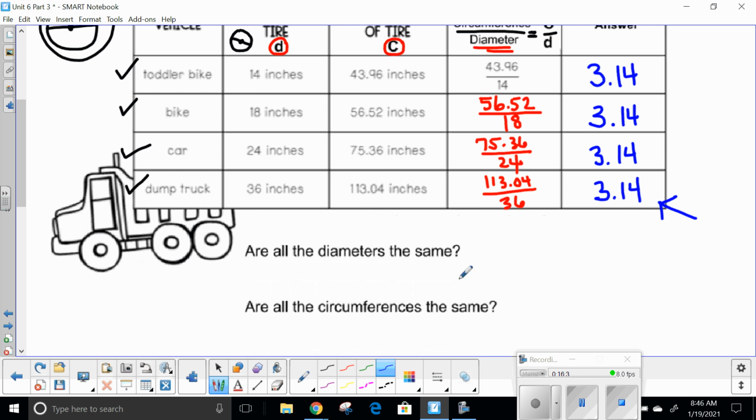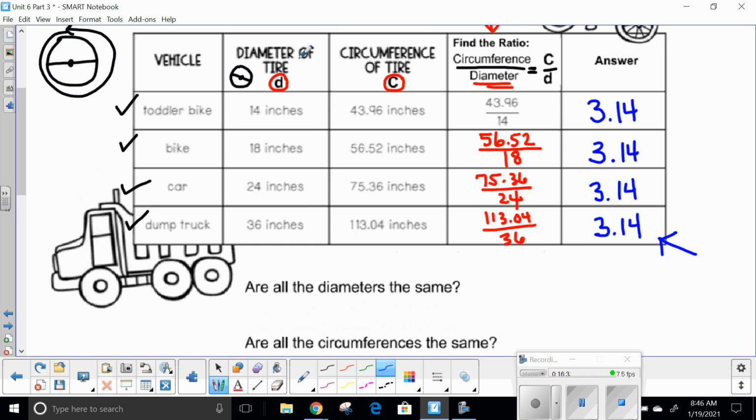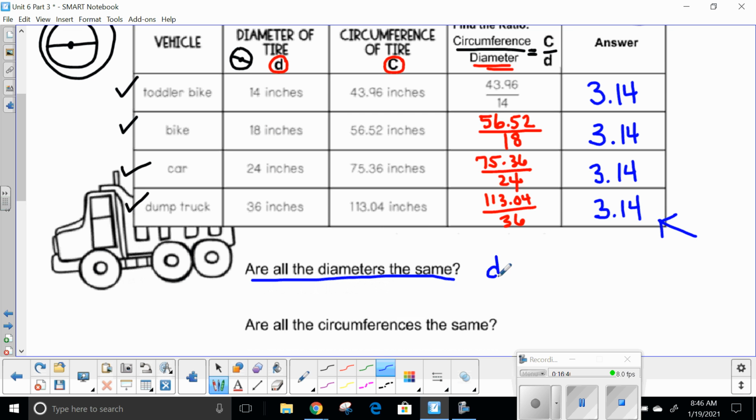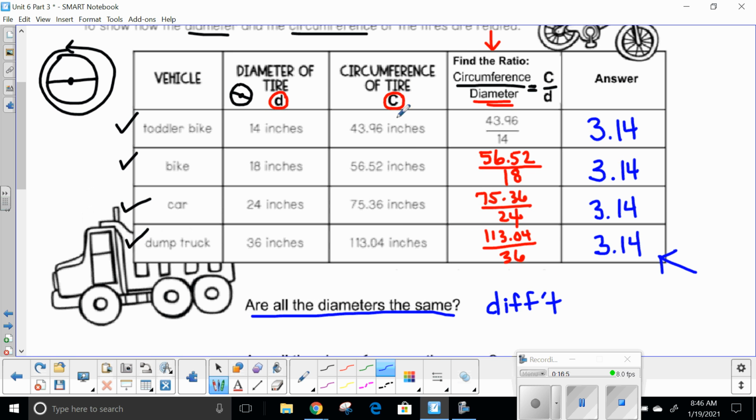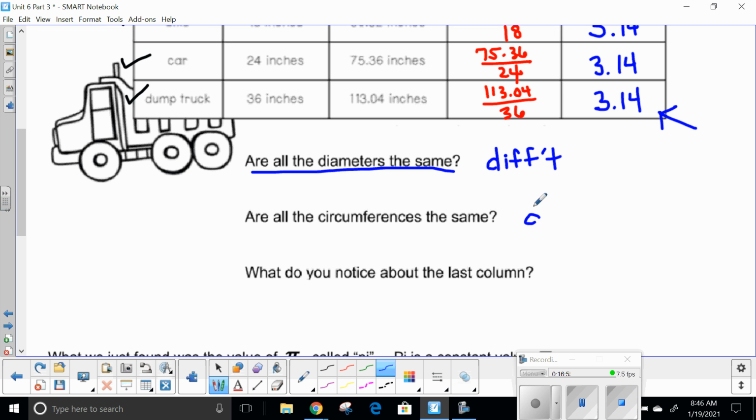Okay, let's answer some questions here. Look at the diameters of these tires. Are they all the same? No, they're different, right? So they're all different. And then look at the circumferences. Are the circumferences all the same? They're different too, right? They're not all constant. They're not all the same.